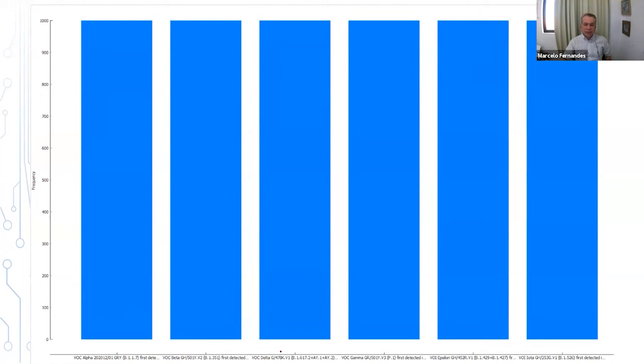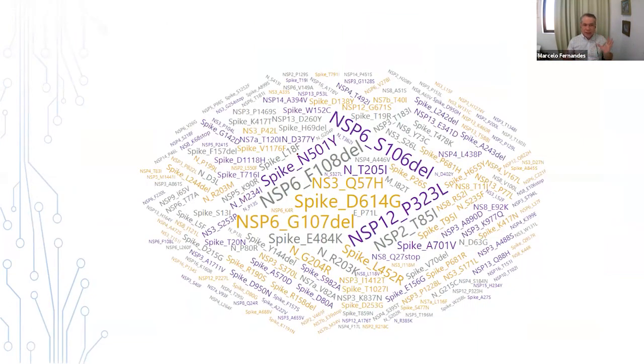Here we got several variants, okay? Variant iota, epsilon, gamma, delta, beta, and alpha. Variant delta is a famous variant, there is a lot of research today talking about the delta variant, because the delta variant is more transmissible, okay? So this is a cloud of words, because now I'm seeing the mutations as several words in the document. And you can see all mutations. For example, I don't know if you remember this mutation. It's a famous mutation in the spike protein, that translates the amino acid D to amino acid G, okay.